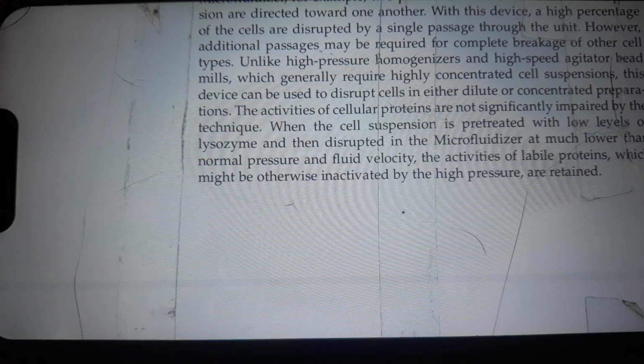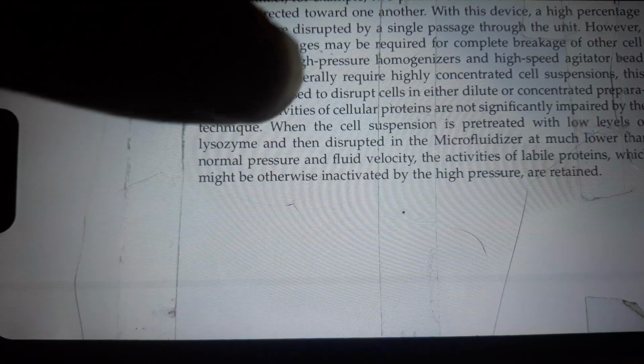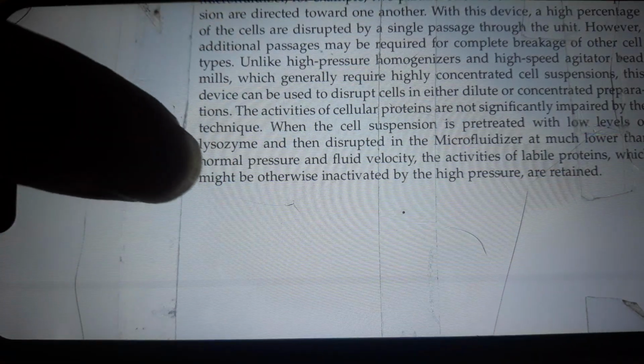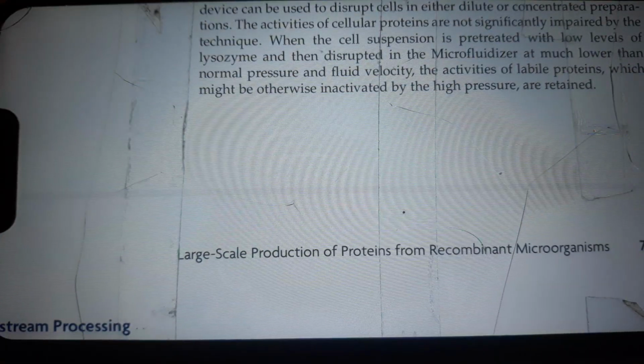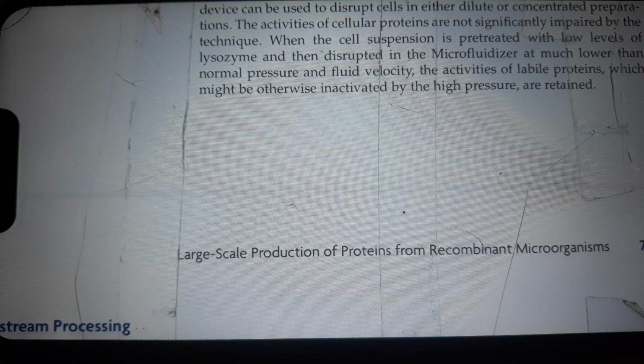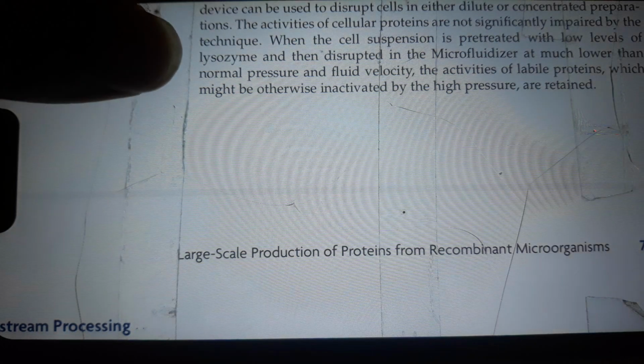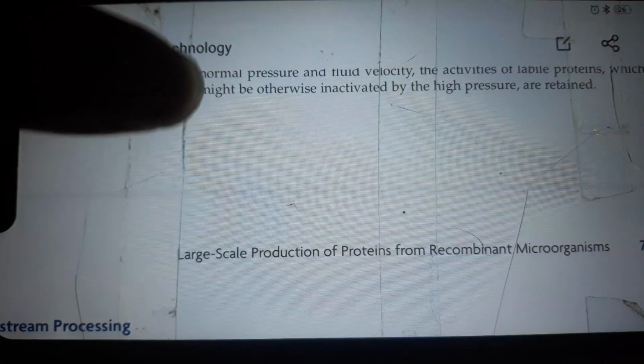The activities of cellular proteins are not significantly impaired by the technique. When the cell suspension is treated with low levels of lysozyme and then disrupted in the microfluidizer at a much lower pressure than normal, the activities of labile proteins, which might otherwise be inactivated by high temperature, are retained.